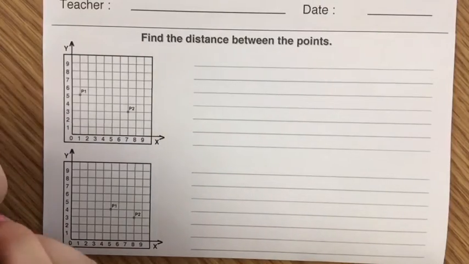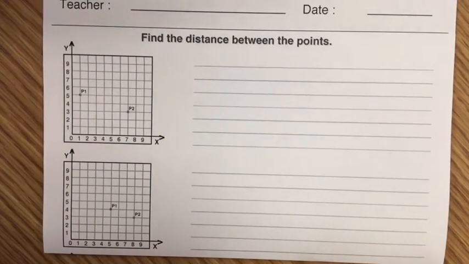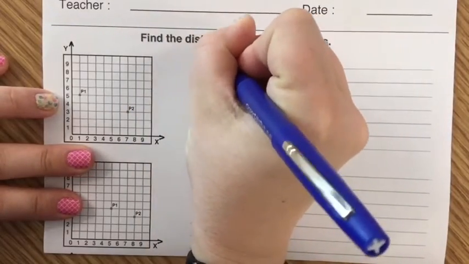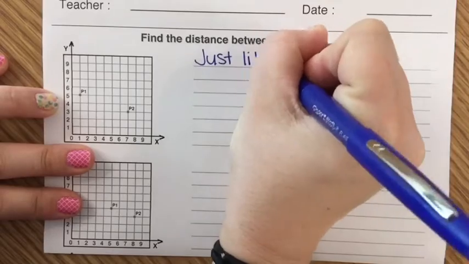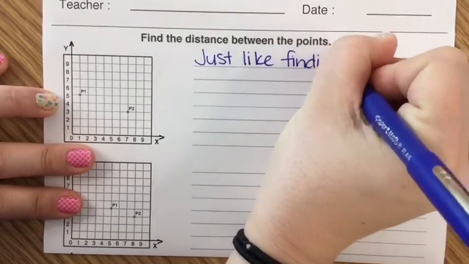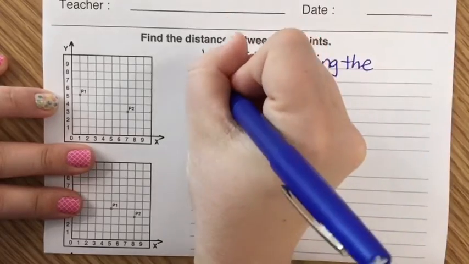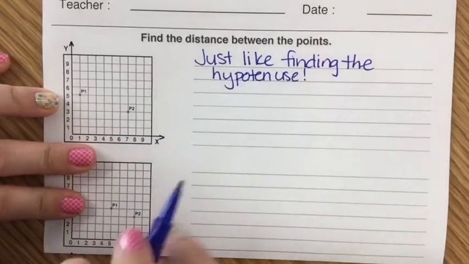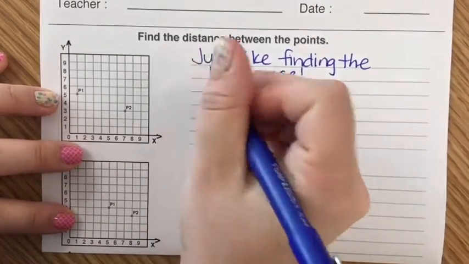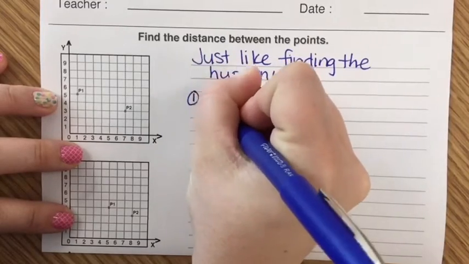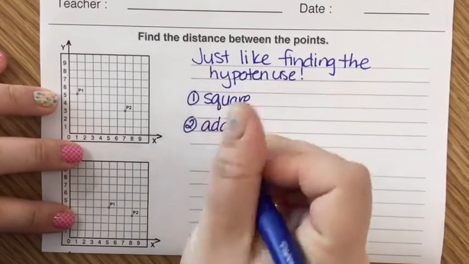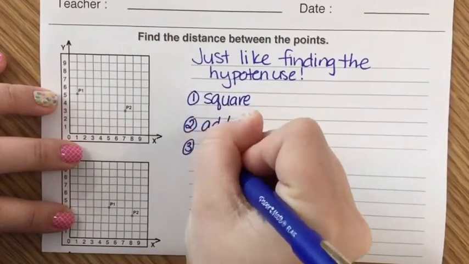Okay guys, so what you're going to be doing is finding the distance between 2 points on a coordinate plane. Finding the distance between 2 points is just like finding the hypotenuse. So to review, those steps are to square, add, and square root.